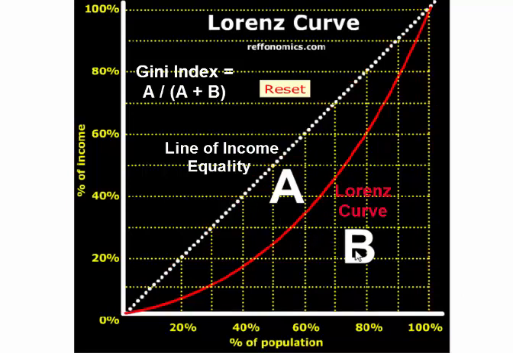By looking at the formula, you can see that the answer will always be between 0 and 1. A Gini coefficient of 0 indicates perfect income equality. You would take 0 and divide it by 0 plus another number, and 0 divided by any number is 0.